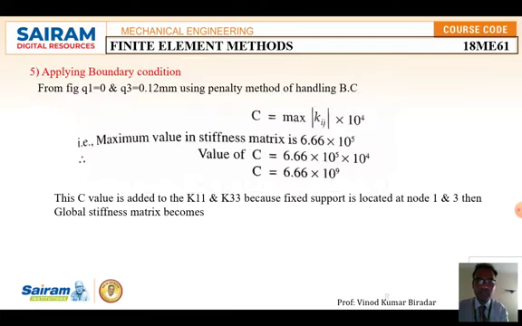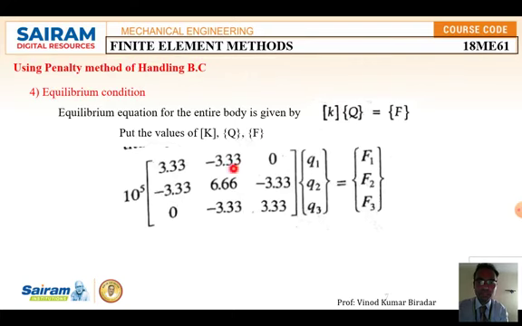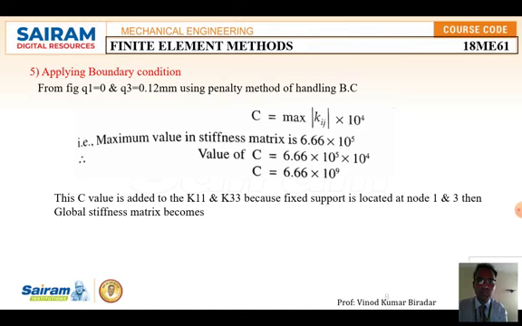Now handle the problem using the penalty method for the boundary conditions. This is the standard formula: C is equal to the maximum of Kij into 10 to the power of 4. The maximum value in the global stiffness matrix is 6.66 into 10 to the power of 5. So substitute here, the maximum Kij is 6.66 into 10 to the power of 5, times 10 to the power of 4. After simplification you get C equal to 6.66 into 10 to the power of 9.